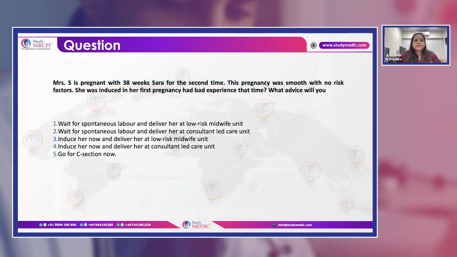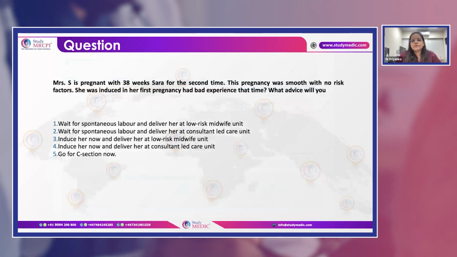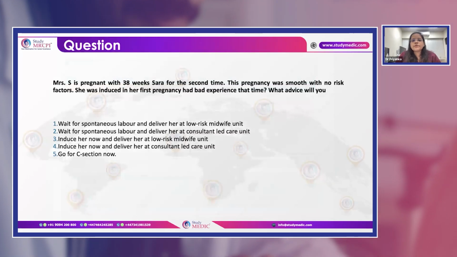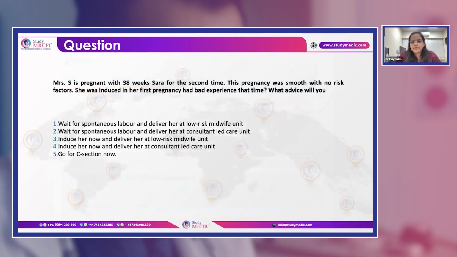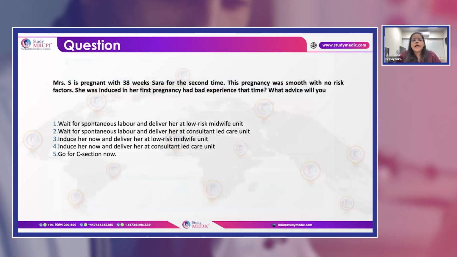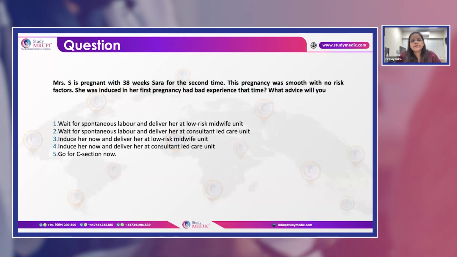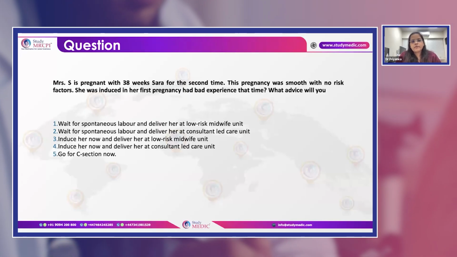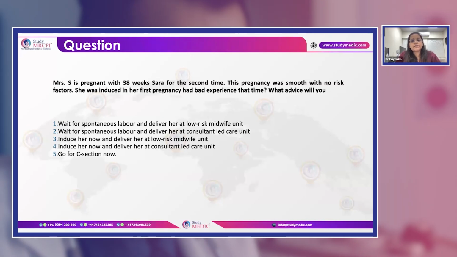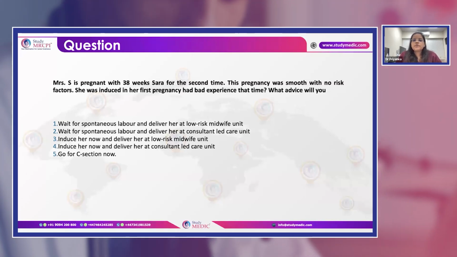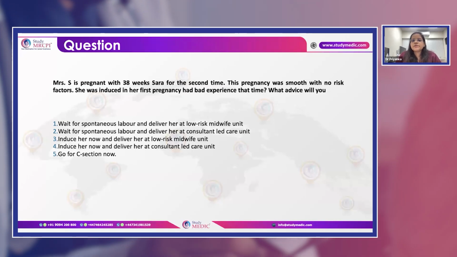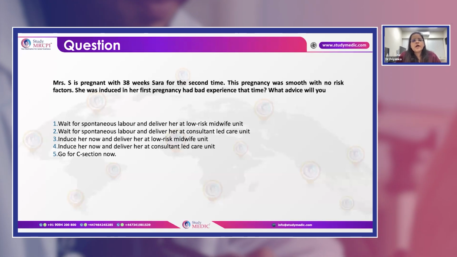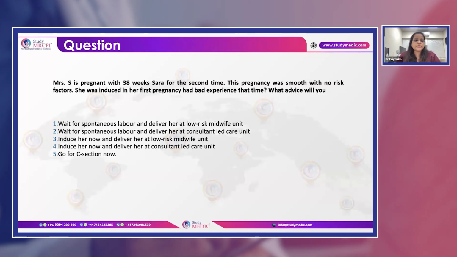Now there is Mrs. S who is pregnant at 38 weeks for the second time. This pregnancy was smooth with no risk factors, and she was induced in her first pregnancy, but she had a bad experience that time. So she is in her second pregnancy and she is low risk otherwise, and because in her first pregnancy she had a bad experience, she wants to take advice from you on what she can do this time. So what is the best option for this patient if she is low risk? The answer is number 1, that is to wait for spontaneous labor and deliver her at a low risk midwife unit because she is low risk.